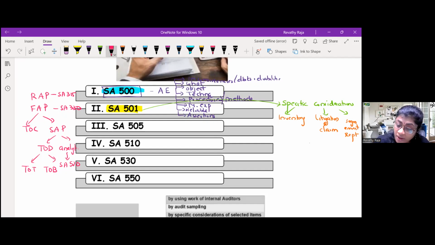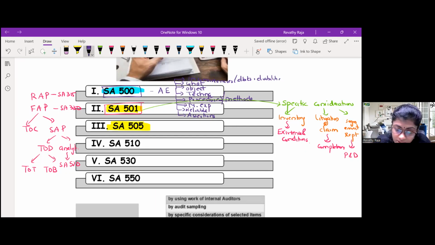Now, in inventory, are you going to obtain every evidence? No, we are going to obtain evidence only regarding its existence and condition. In litigation and claims, we are going to check only regarding its completeness. In segment reporting, we are going to check whether it has been properly presented and disclosed. That is regarding SA 501, specific considerations for selected items.